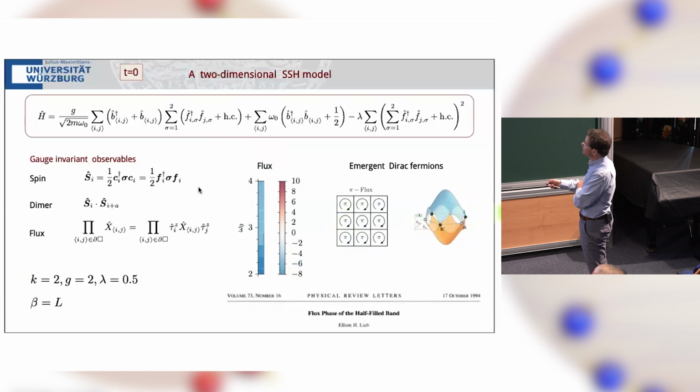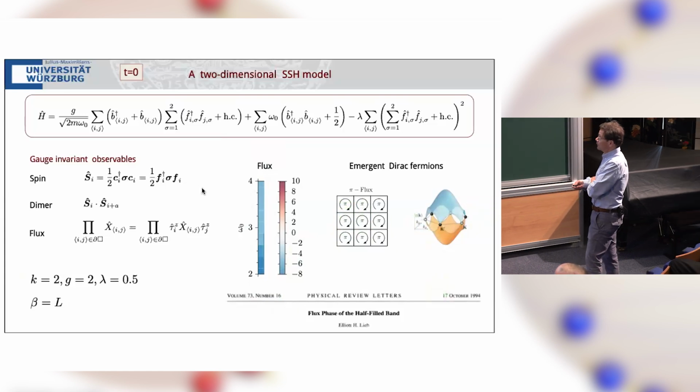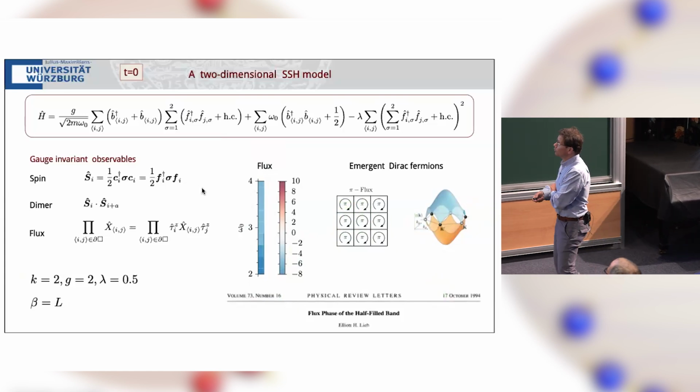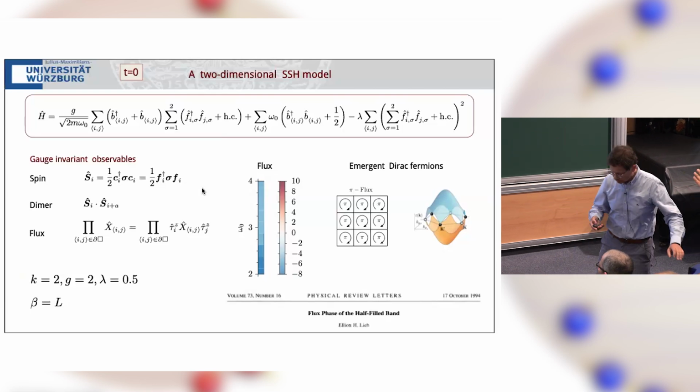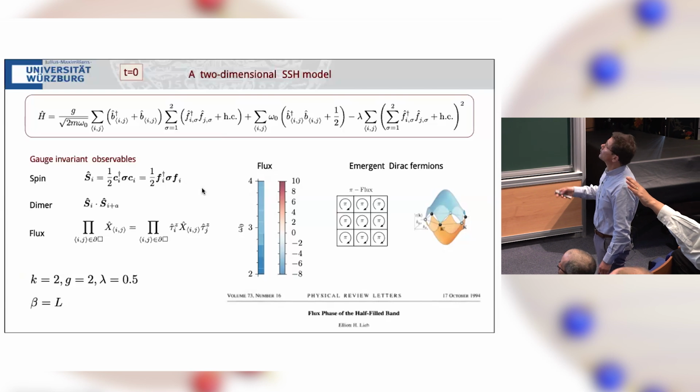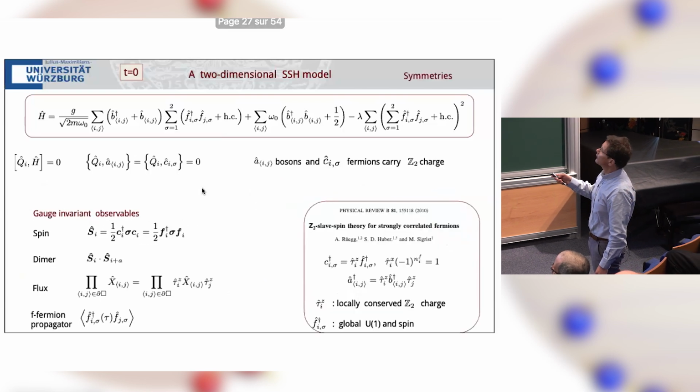So we have a pi flux, and we have essentially generated Dirac orthogonal fermions. I got a little confused. You're simulating that model written on the top? Yes, I'm simulating that.